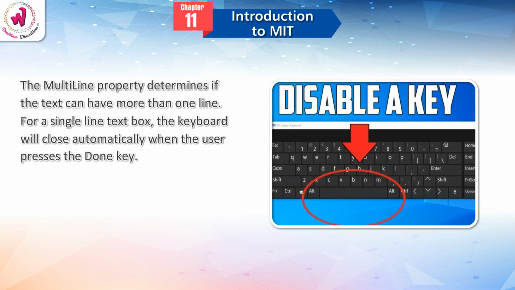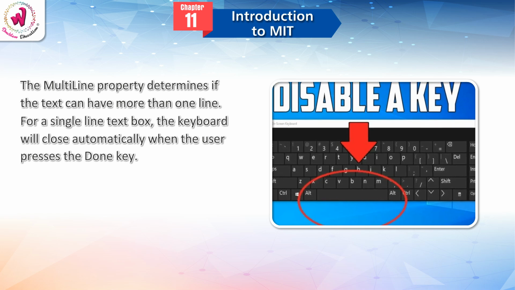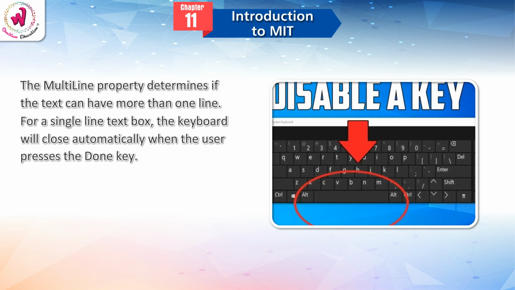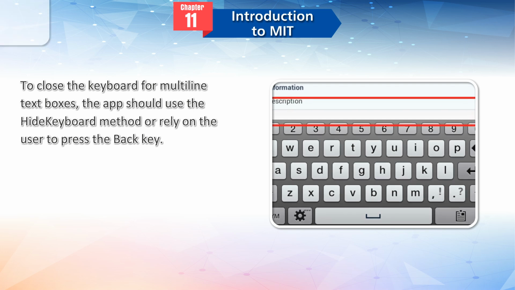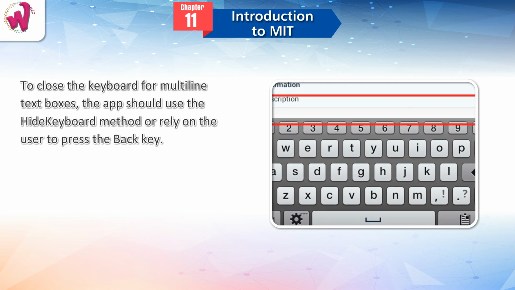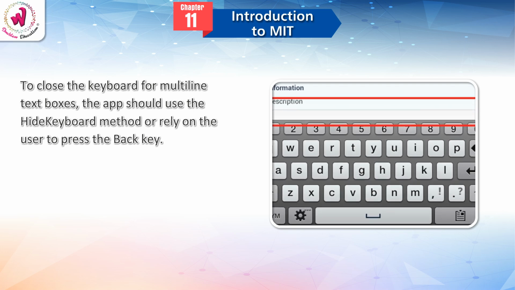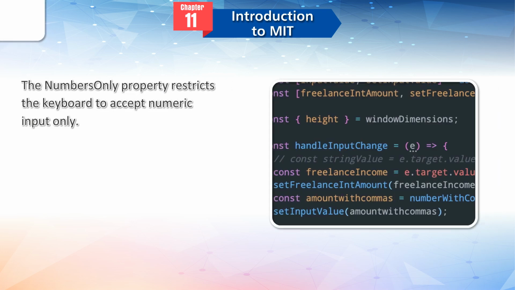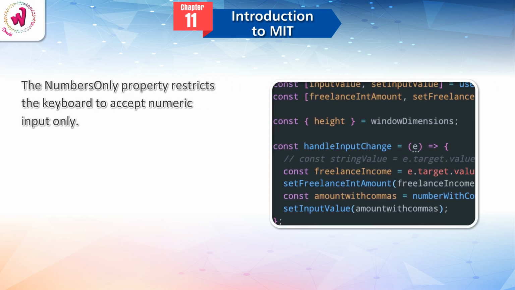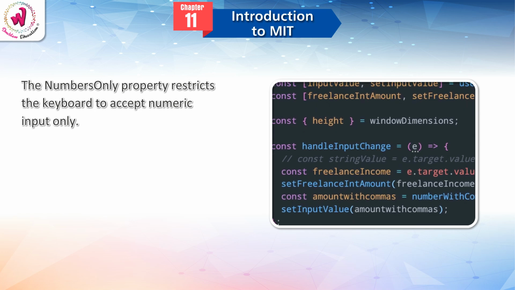For a single-line text box, the keyboard will close automatically when the user presses the Done key. To close the keyboard for multi-line text boxes, the app should use the hide keyboard method or rely on the user to press the back key. The numbers only property restricts the keyboard to accept numeric input only.